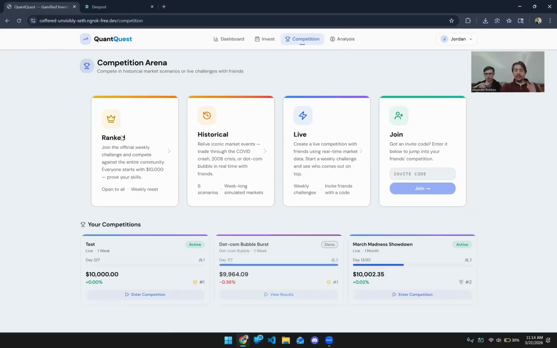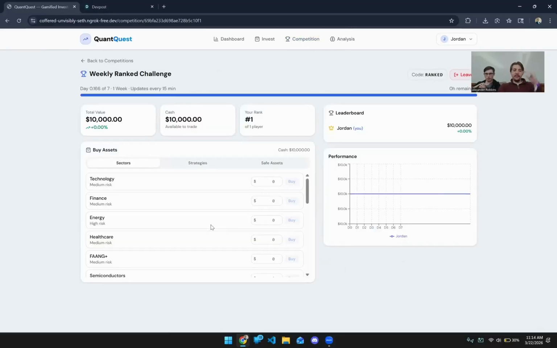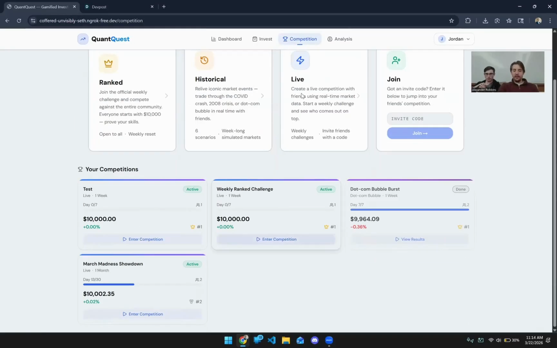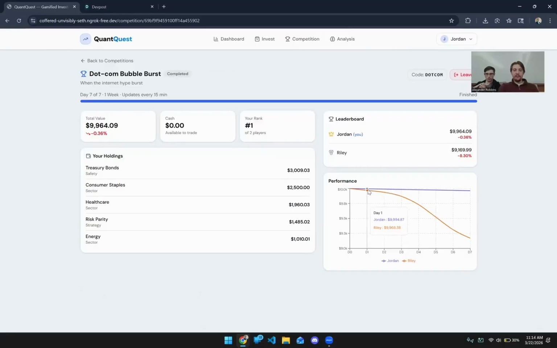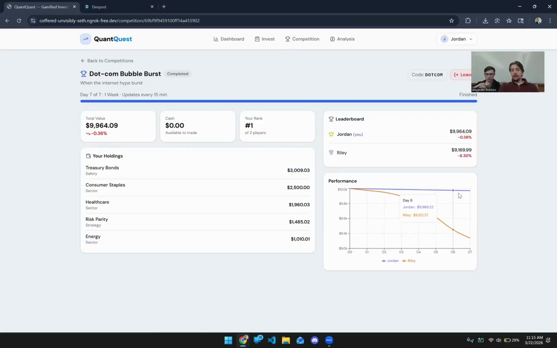Plus, we also have a weekly ranked competition. Anyone can join, and then you're placed in it, and it's just weekly rankings, which is posted elsewhere within our application. Now you can see different competitions you competed in. Here's one that is active, and then here's one that we competed in recently against our friend Riley. This was in the dot-com bubble burst. It was a 7-day competition, and you can see that since we were majorly just invested in treasury bonds, our returns definitely stayed a lot higher than Riley's, who was much more leaning towards tech.